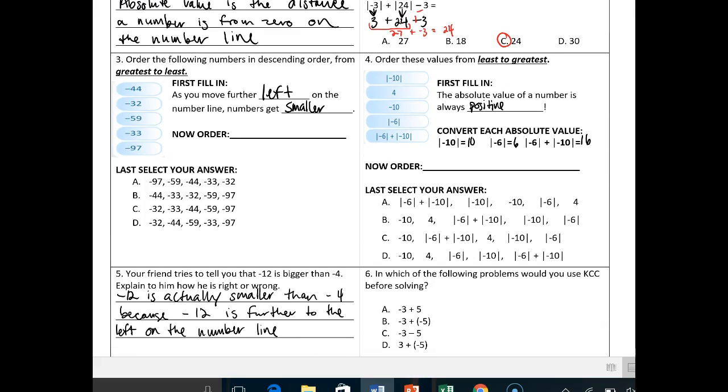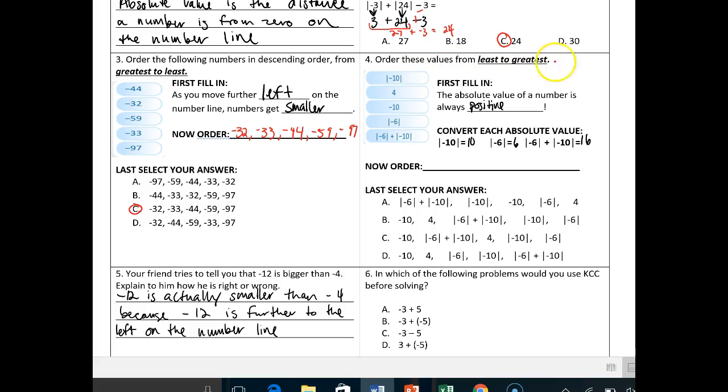Number 3, order the following numbers in descending order. First, as you move further to the left on the number line, numbers get smaller. So the order should have been the biggest, or least negative, at the top. So the one closest to 0, and then just fall in after that with numbers going further to the left. So as I order them, I'm looking for that exact answer in my answer key, and I see that C is that answer.